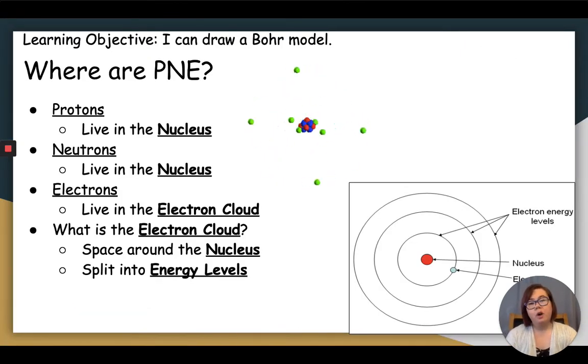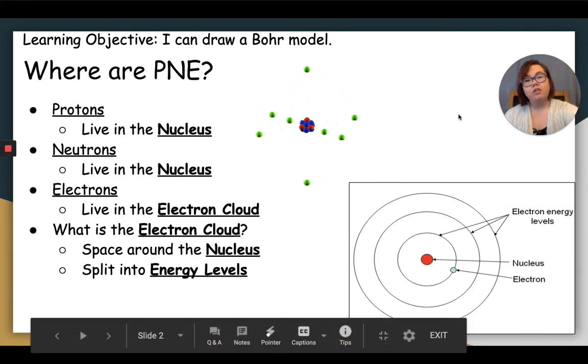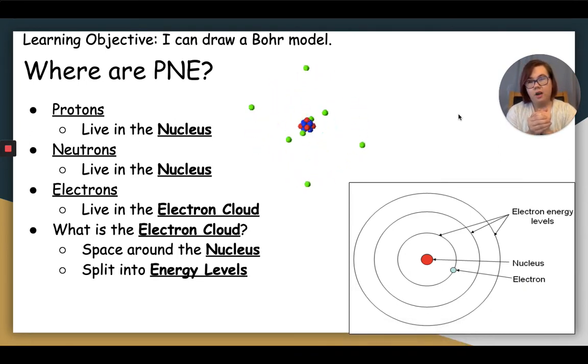So, first of all, we need a quick review. As I said, our objective for today is drawing a Bohr model, and our Bohr model involves our P, N, and E, which is protons, neutrons, and electrons. In our last video, if you remember, we mentioned that our protons and our neutrons both live in the nucleus, so that's that center chunk of our Bohr model. So in the GIF there that's moving, it's the blue and red part.